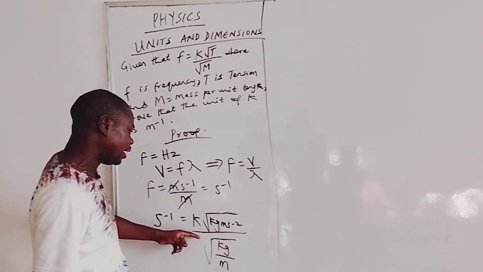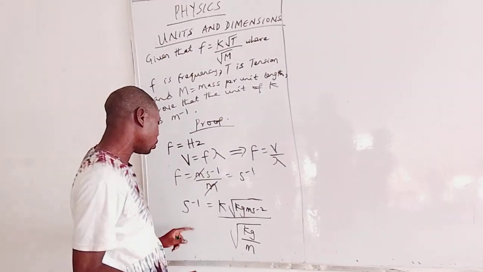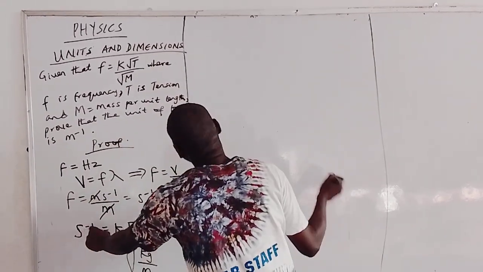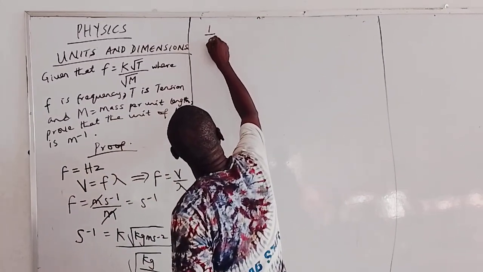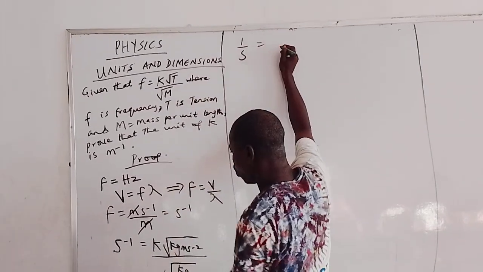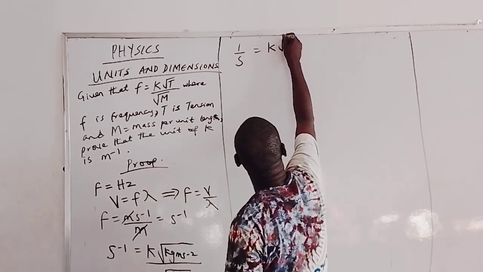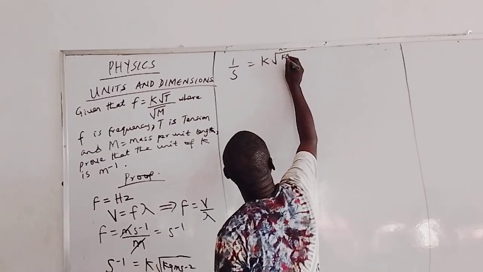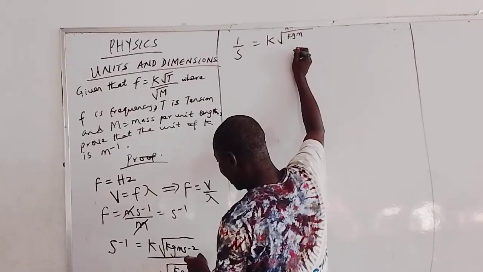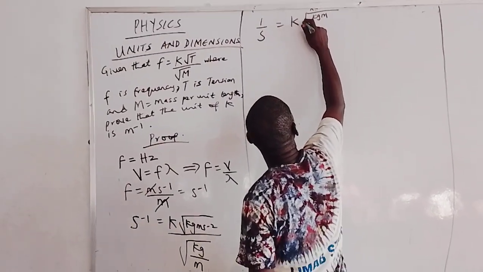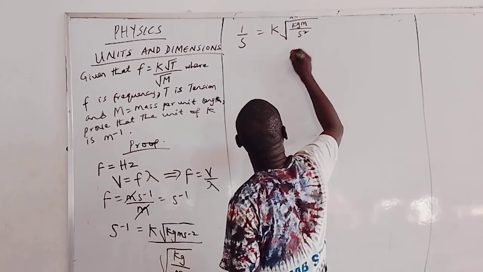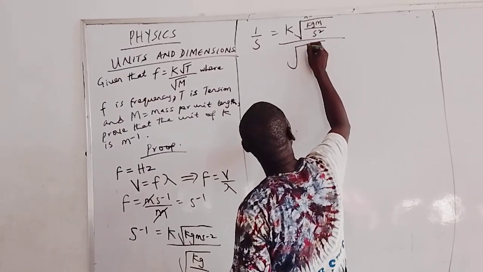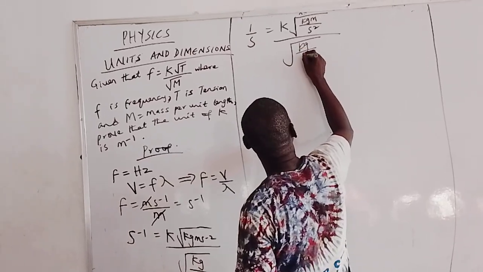So I can now simplify this and make k the subject of the equation. This can be rewritten as x raised to the minus 1, the reciprocal of x, that is 1 over x, which is equal to k into the square root of, now I can rewrite this as kilogram, then meter, then second raised to the minus 2 can be written as over second squared. Then all over this giant division, divided by kilogram over meter.